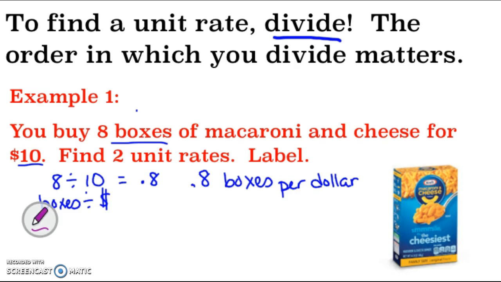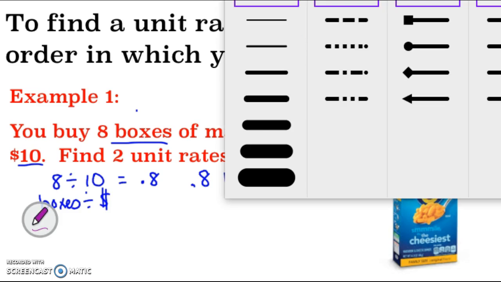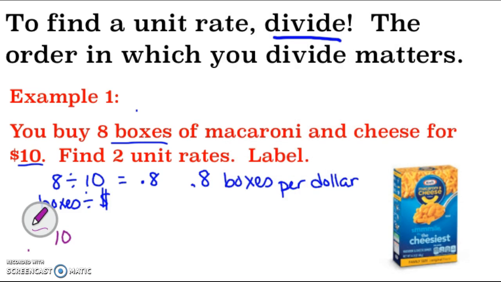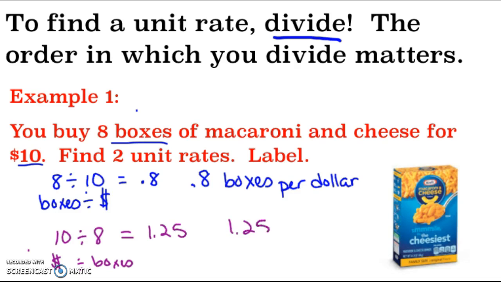If you want to do the other rate, you're going to divide in the other order. So in this case, we could do 10 divided by 8. This time we're doing dollars divided by boxes. So the answer here is 1.25, and that's going to be $1.25 per box. Okay, and that might be a little bit more convenient for a unit rate most of the time when you're finding how much it costs per one item.